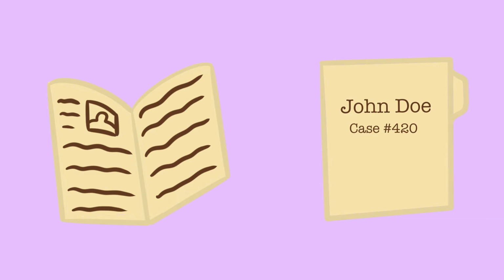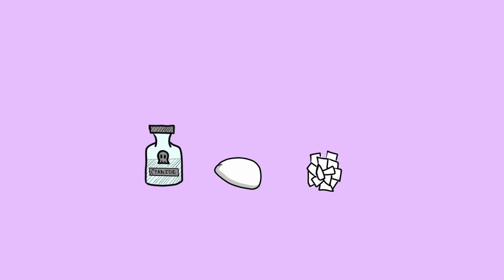Before you dive into Doe's case, let's review some of the most common poisons: cyanide, strychnine, and anthrax.